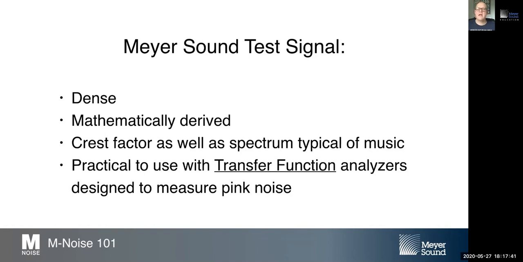And not only does it have the spectrum which one would expect of music, because there are several test signals, as we're about to discover, which have the spectral content of music, but much more important, it also has the dynamic characteristics of music. Specifically, its crest factor, which for music, as we're about to discover, is something that changes with frequency, unlike pink noise. So not only does it have the spectral content of music, but it also has the dynamic properties of music, unlike pink noise. And finally, it is a test signal like all noise signals that is practical to use with transfer function analyzers such as SMART and SIM.